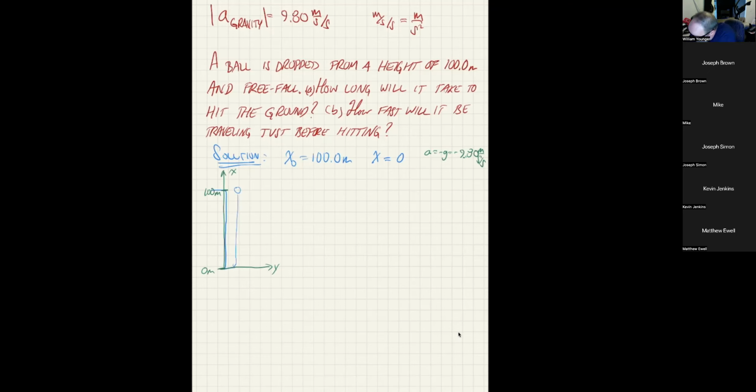I will tell you that you could have said, let x equal 100.0 meters and x0 equal 0 meters. Then that would force a to be positive 9.80 meters per second per second. Both ways would be exactly right. That's the freedom you have in choosing a coordinate system. You might just need to take the time to draw your coordinate system out. So this is an alternative. We're not doing that one.